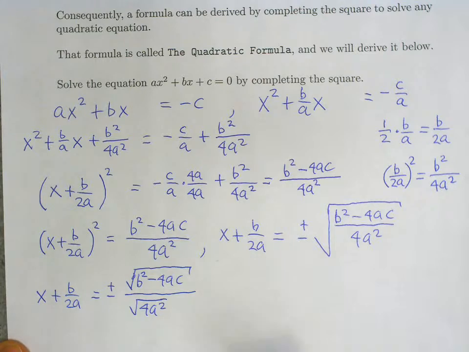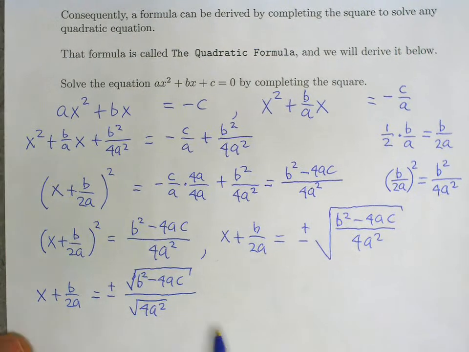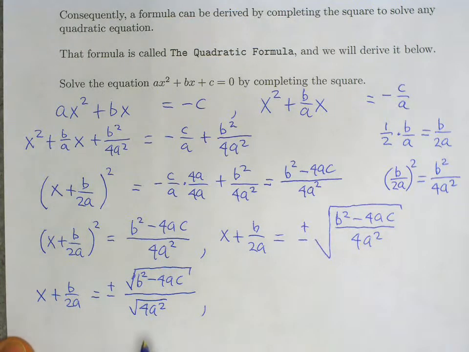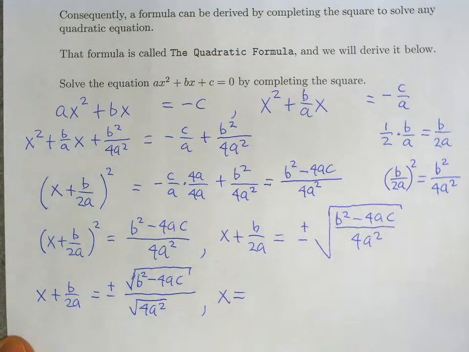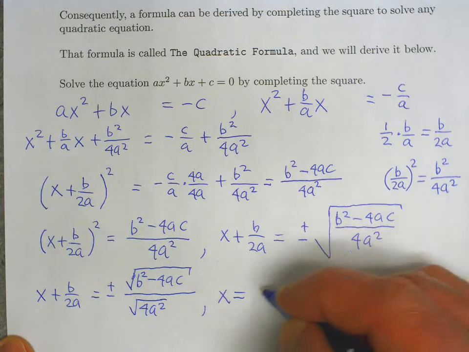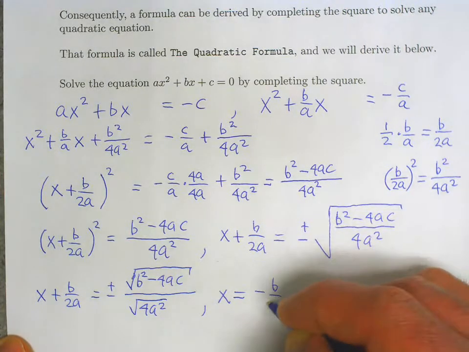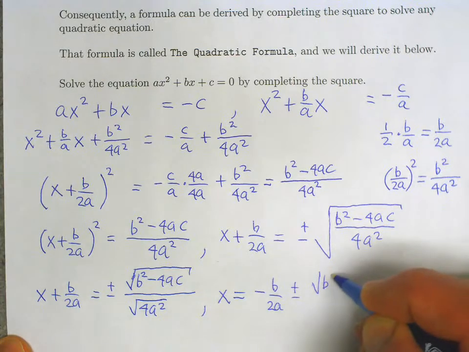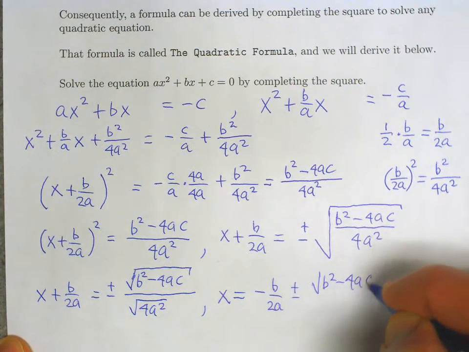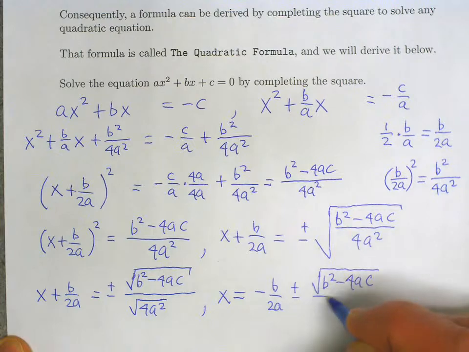And as we noted earlier, the square root of 4a to the second will simplify to 2a. In the next step, I'll do 2 things at once since I'm rapidly running out of space. I'm going to subtract b over 2a from both sides and also at the same time simplify the square root of 4a to the second. It will simplify to 2a. So we subtract b over 2a from both sides. So x equals negative b over 2a plus and minus the square root of b to the second minus 4ac divided by 2 times a.